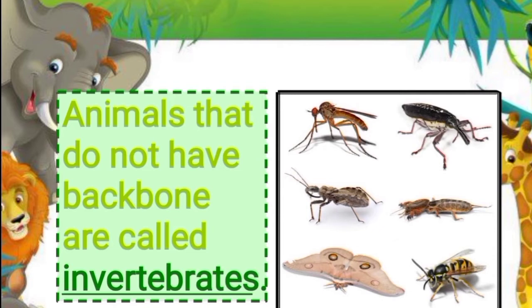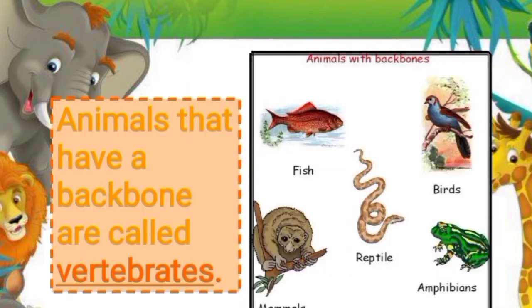Insects have 6 legs and their body is divided into 3 parts: head, thorax, and abdomen. Most insects have a hard outer covering made up of a material called chitin. A few insects, such as mosquitoes and butterflies, can fly.